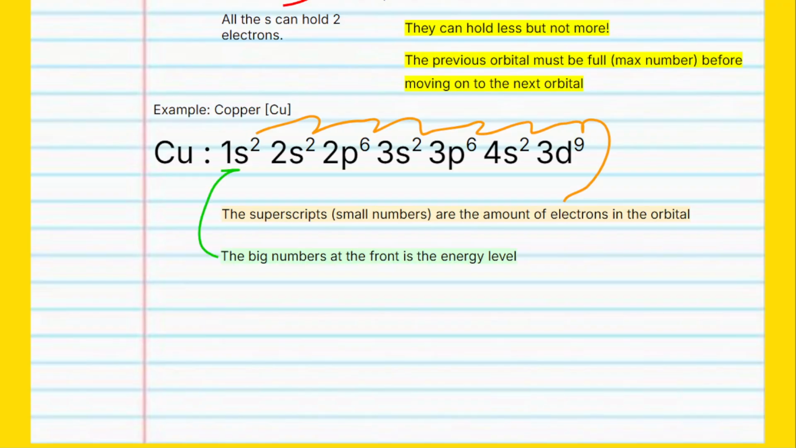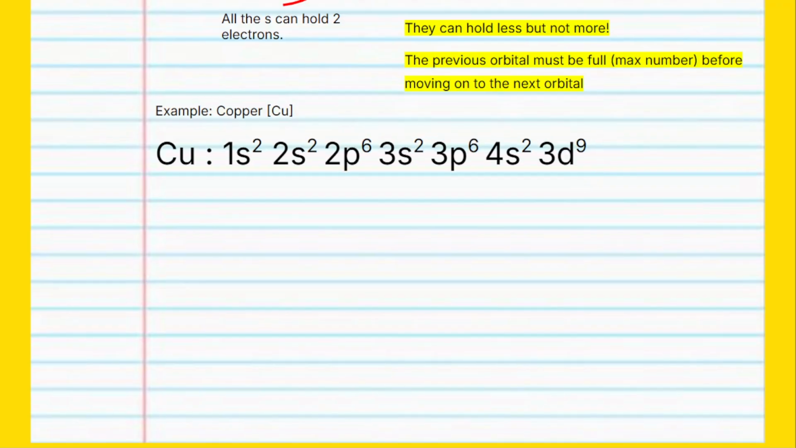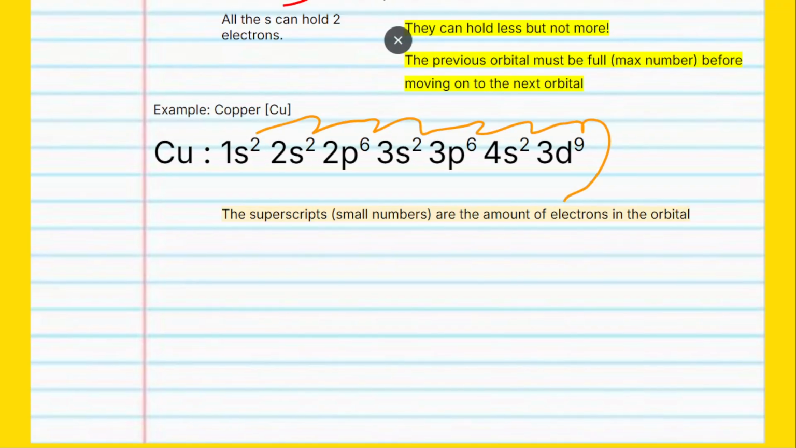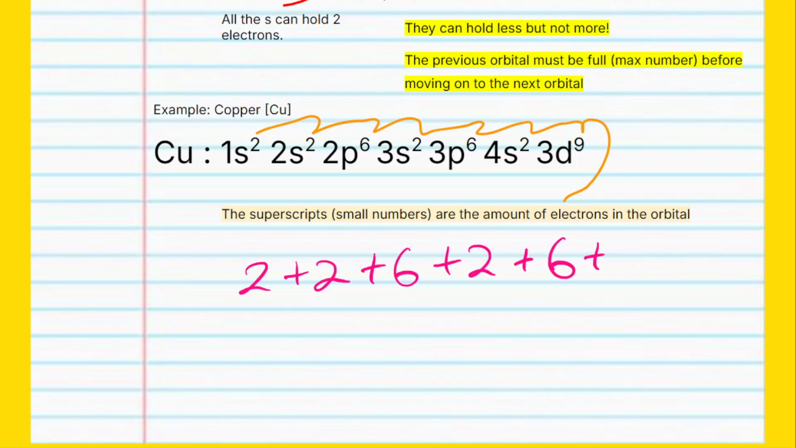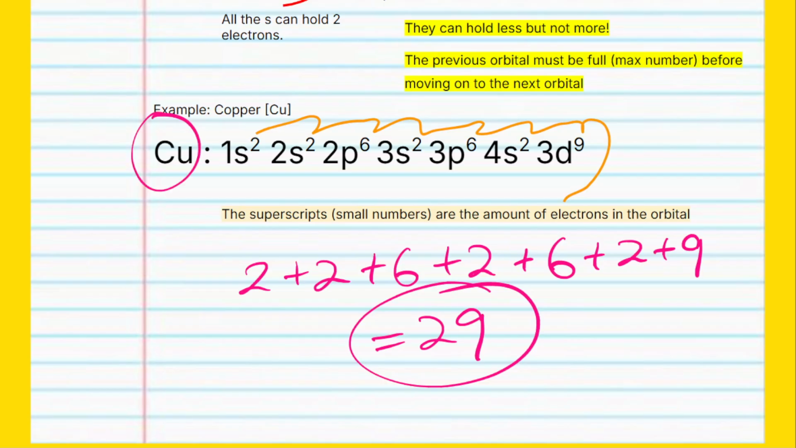So right here, those superscripts are the number of electrons in the orbital. So total, we have 2 plus 2 plus 6 plus 2 plus 6 plus 2 plus 9. And that will give us 29, which is the amount that copper needs. So this is the electron configuration for copper.